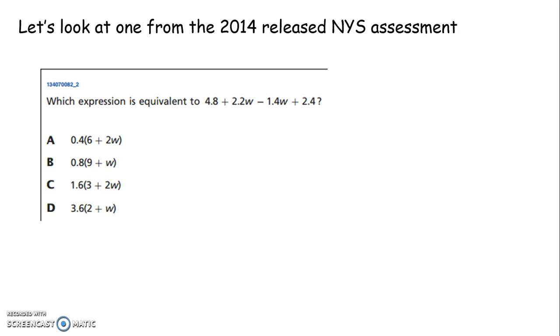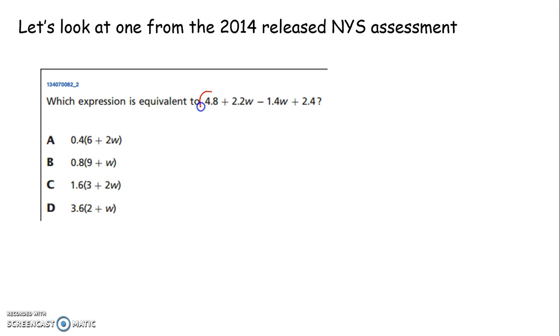Let's try one more. This is just another way New York State asked this question back in 2014. This is one of the released questions. Which expression is equivalent to 4.8 plus 2.2w plus 1.4w plus 2.4? Okay, to do this, first of all, I look at my answers. I say, okay, eventually I need to get this in factored form. But before I can do that, I'm going to need to combine like terms.